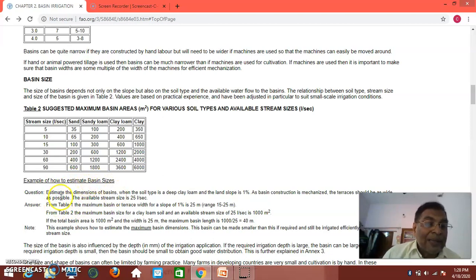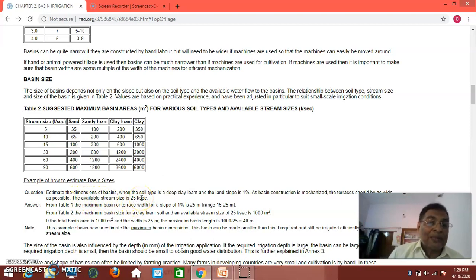Here is an example of how to estimate basin sizes. Estimate the dimensions of the basin when the soil is a deep clay loam and the land slope is 1%. Given the land slope is 1%, as basin construction is mechanized, the terrace should be as wide as possible. The available stream size is this much.